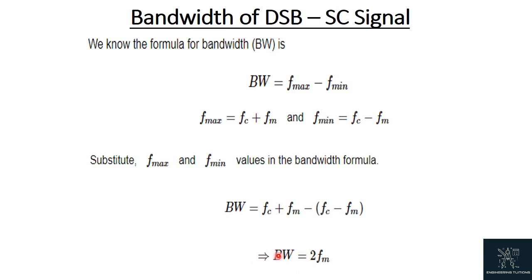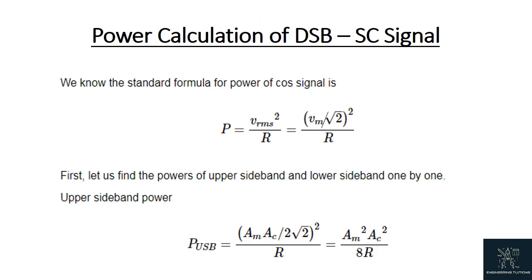Thus the bandwidth of the DSB-SC wave is the same as that of the AM wave, and it is equal to twice the frequency of the modulating signal. Power calculation of the DSB-SC wave. The power of the DSB-SC wave is equal to the sum of the powers of the upper sideband and lower sideband frequency components. So PT = PUSB + PLSB.